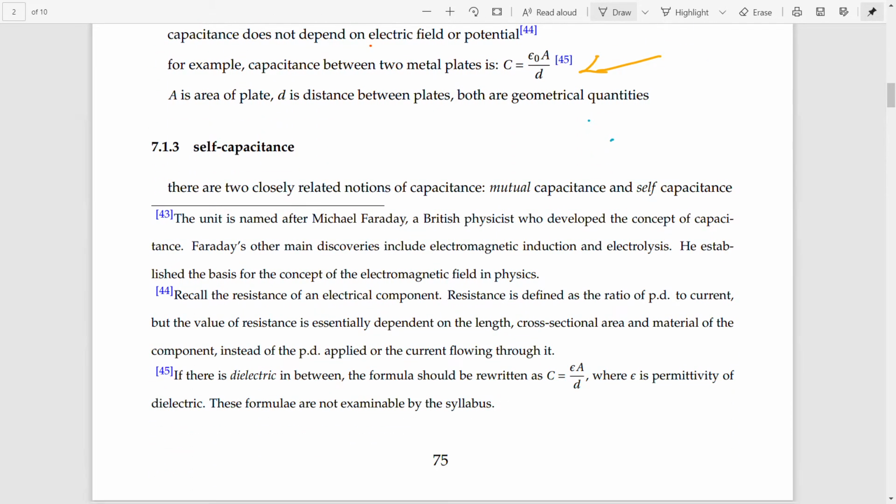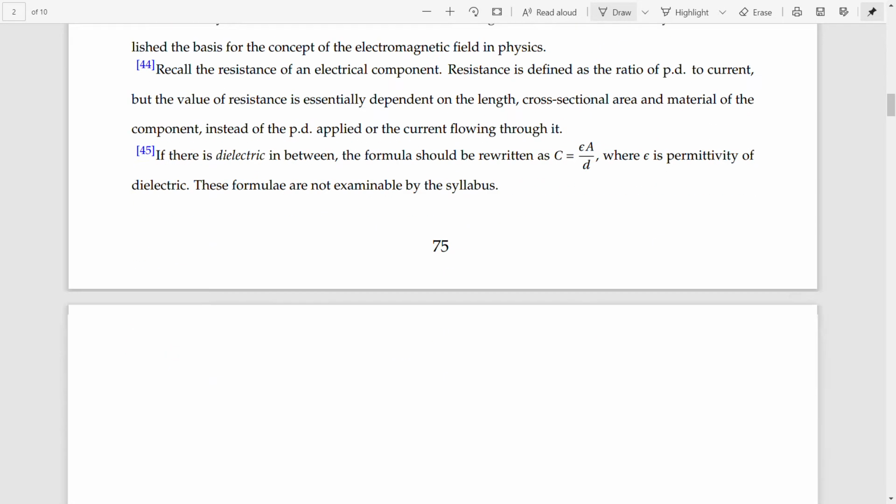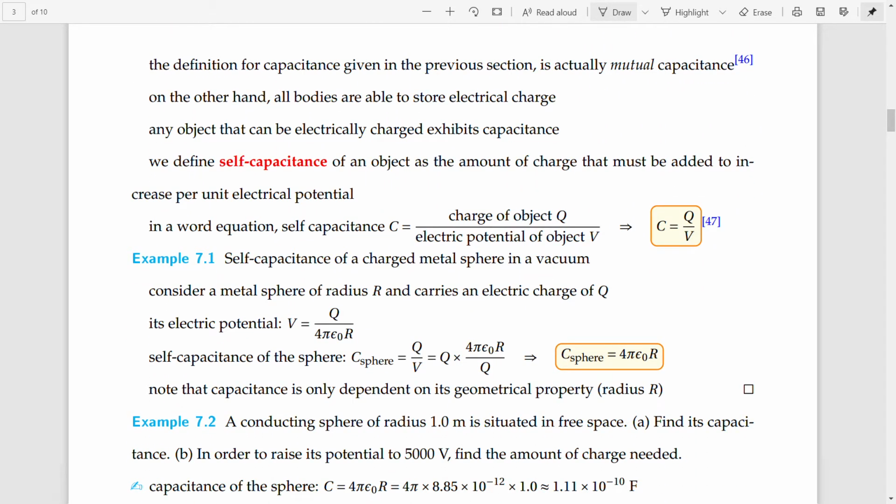So, self-capacitance. There are two closely related notions of capacitance: mutual capacitance and self-capacitance. I'll explain it later. I already told you the formula for capacitance is charge over voltage. Another thing is the self-capacitance of a charged metal sphere. This is very important. You won't find it in some textbooks, but it is important.